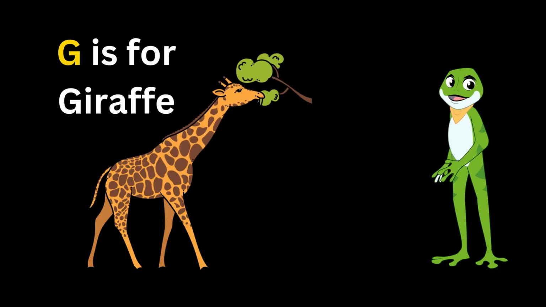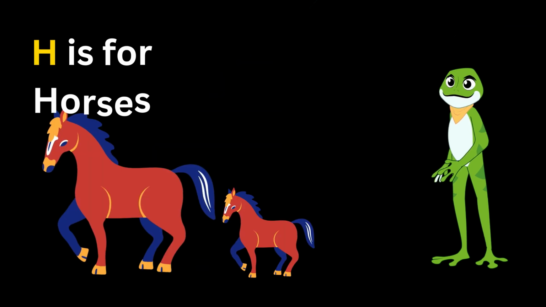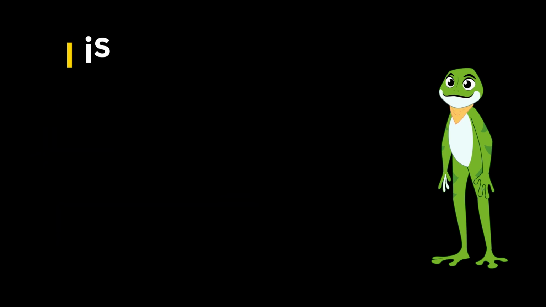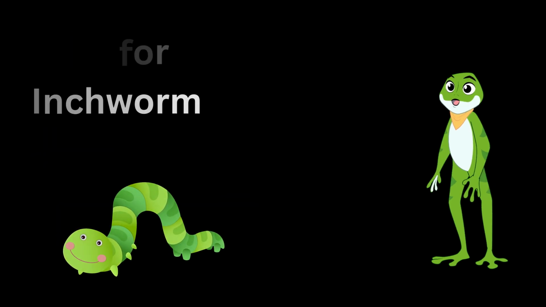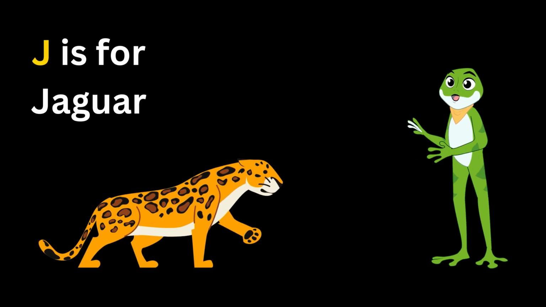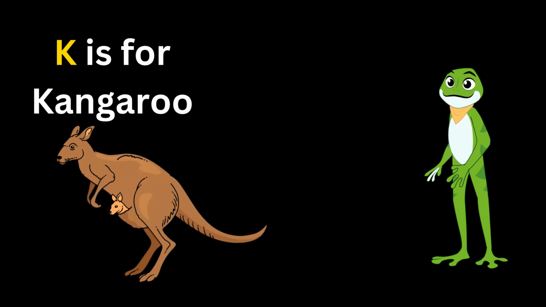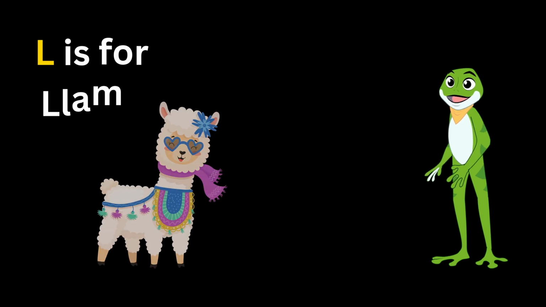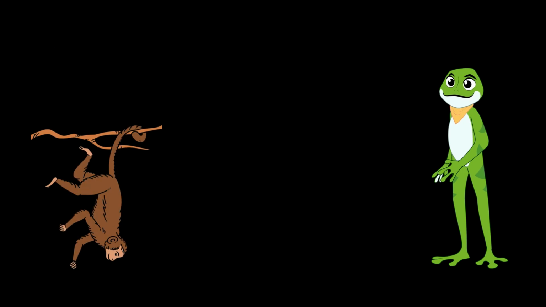G. G is for giraffe. H. H is for horses. I. I is for inchworm. J. J is for jaguar. K. K is for kangaroo. L. L is for llama.